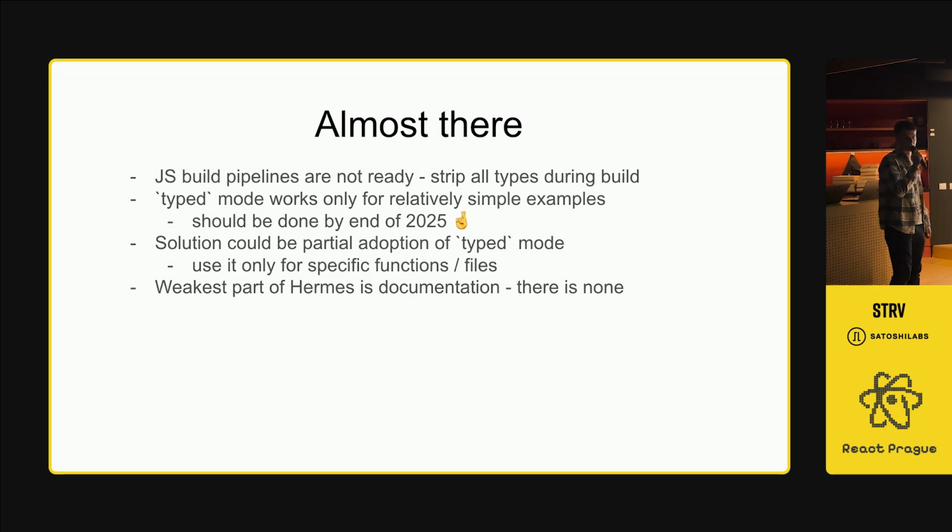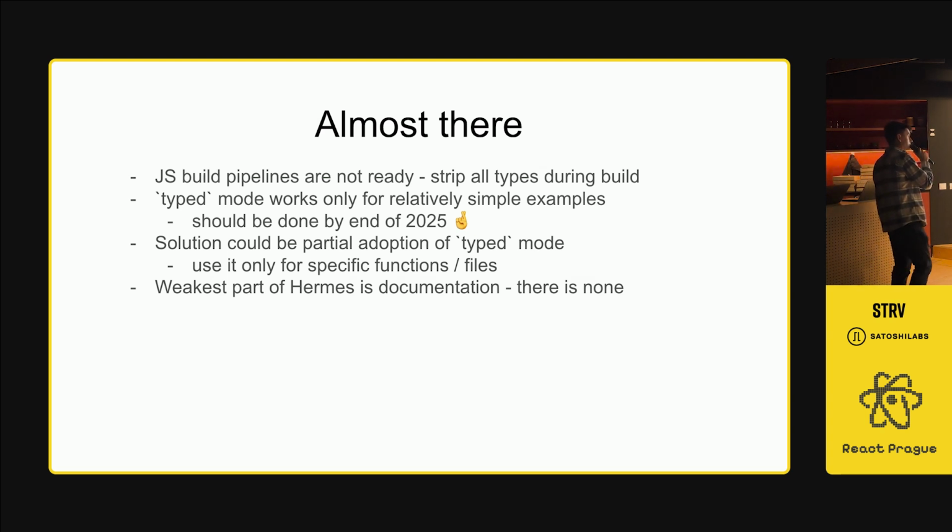A solution could be partial adoption, so you will basically identify the slow hotspots in your code and migrate only these functions to type mode. It's something that might make it significantly easier and faster to adopt, but we will see.